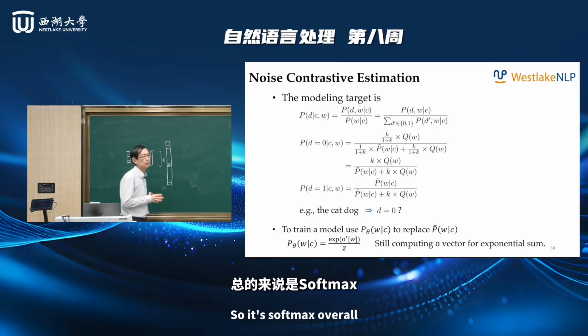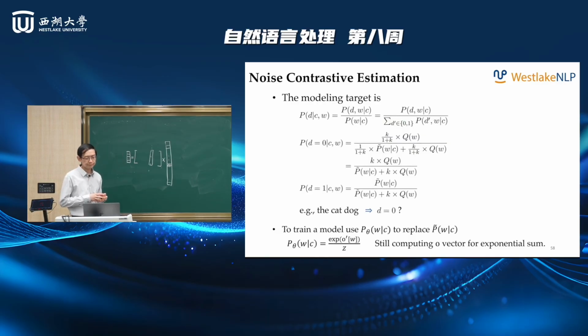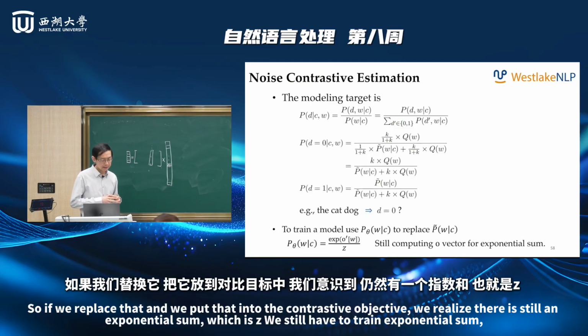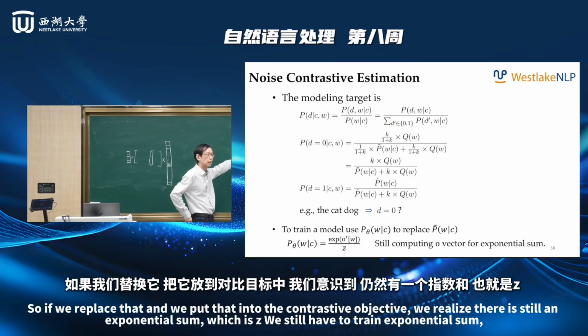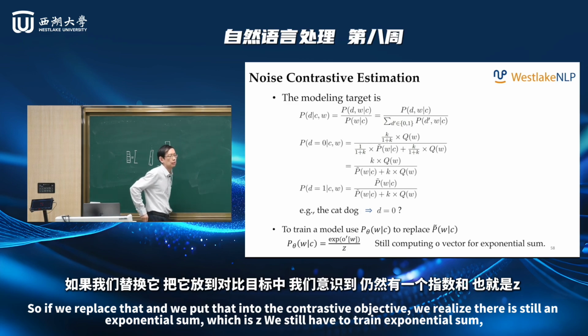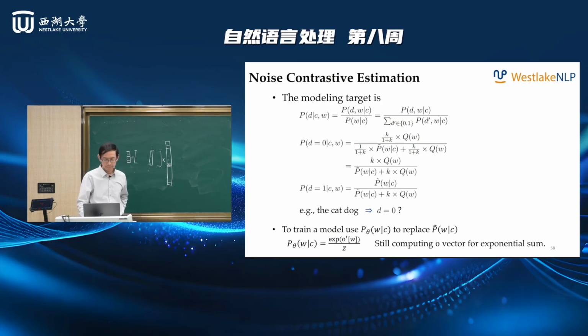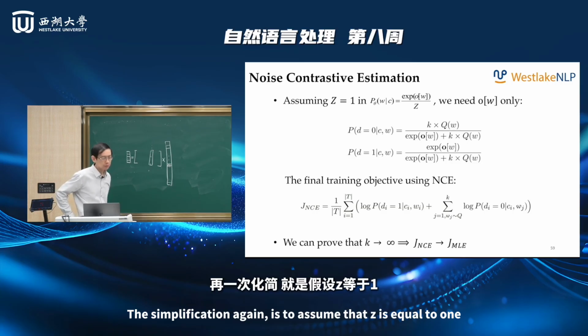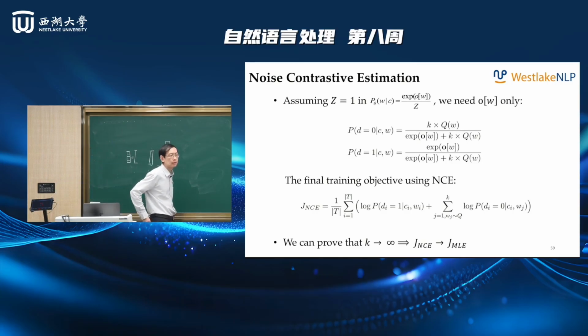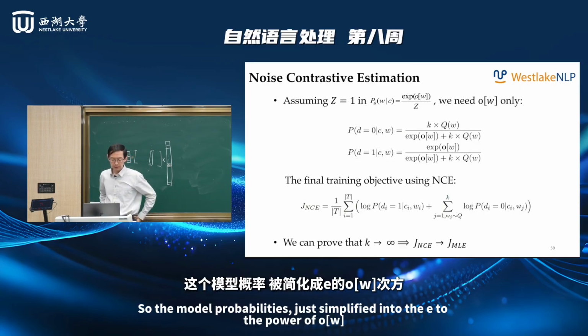So it's a softmax over O. Okay. So if we replace that and we put that into the contrastive objective, we realize, okay, there is still an exponential sum, which is Z, okay? We still have to train exponential sum. So we need to simplify this a little bit. The simplification, again, is to assume that Z is equal to 1. So the model probability is just simplified into e to the power of O_W, okay.